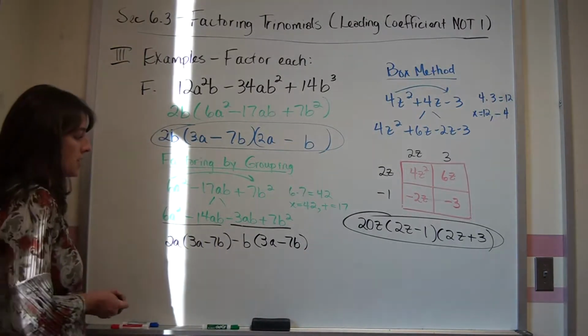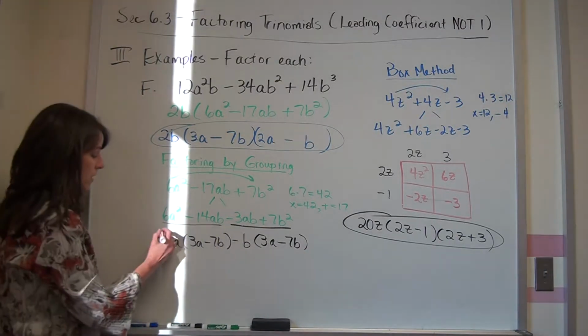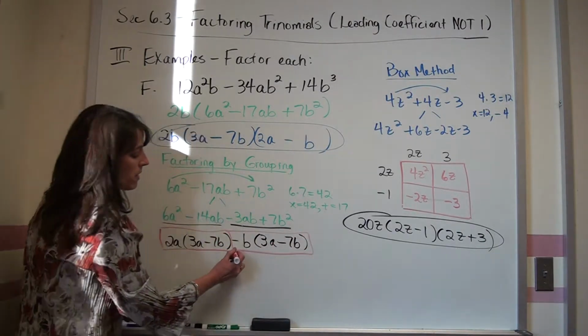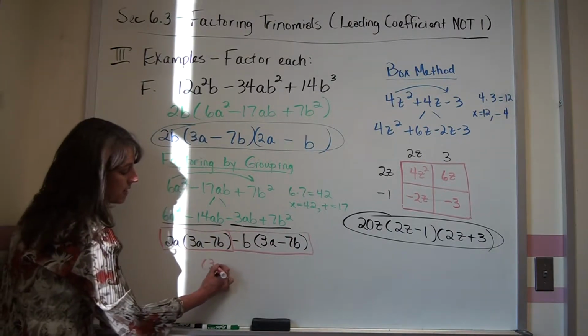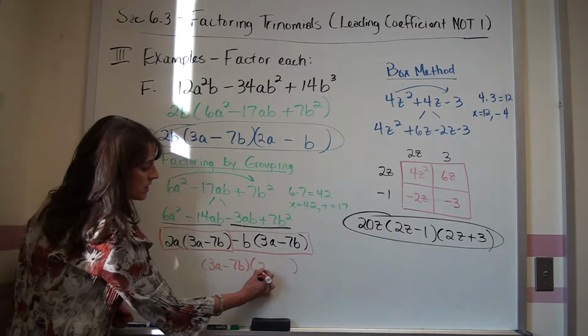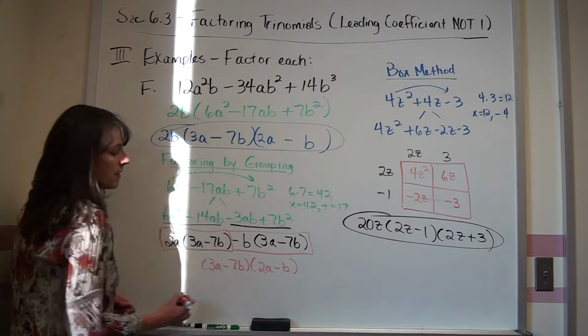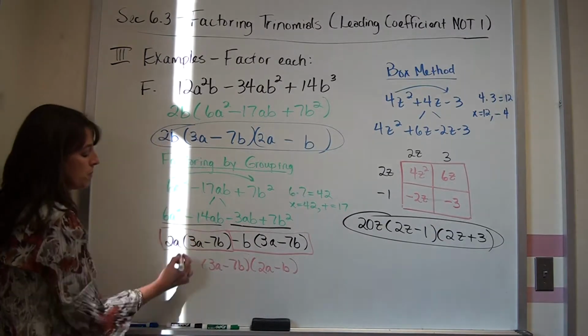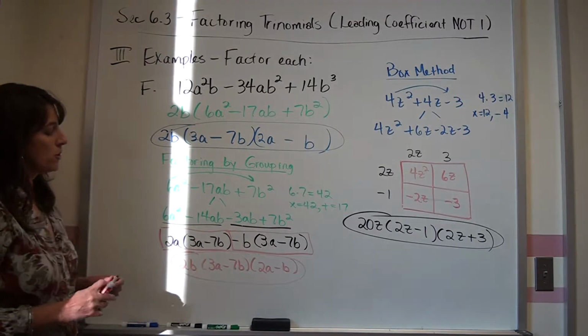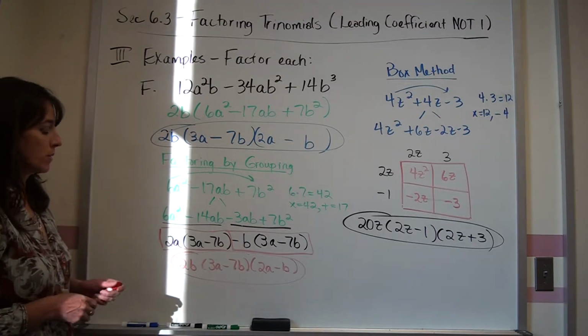And so you can see that I have, again, very weird looking terms, but within this box and within this box, they both have that 3a minus 7b. Write down what's left, 2a minus b, and I'm going to keep that 2b that I divided out from the beginning. And you can see that what's circled in red is the same thing as what's circled in blue.